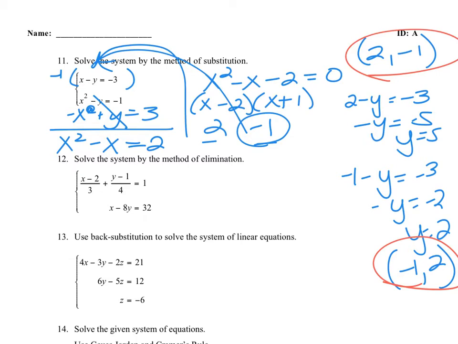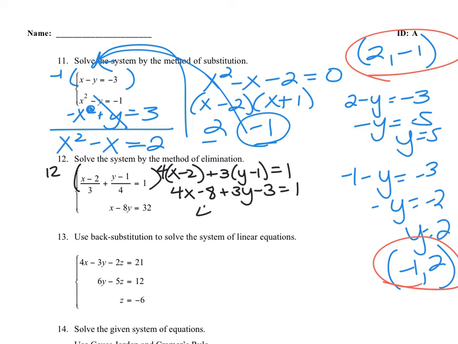12, same. This one's not quadratic. You just have to get rid of the fraction. So I multiply everything by 12 to make it easier. This would be 4 times x minus 2 plus 3 times y minus 1 equals 1. 4x minus 8 plus 3y minus 3 equals 1. 4x plus 3y, and that's negative 11. Move it to the other side, and I get 12. And then I would multiply everything by negative 4, get the x's to cancel out, and plug it back in. I would just get rid of the fraction as soon as you could.